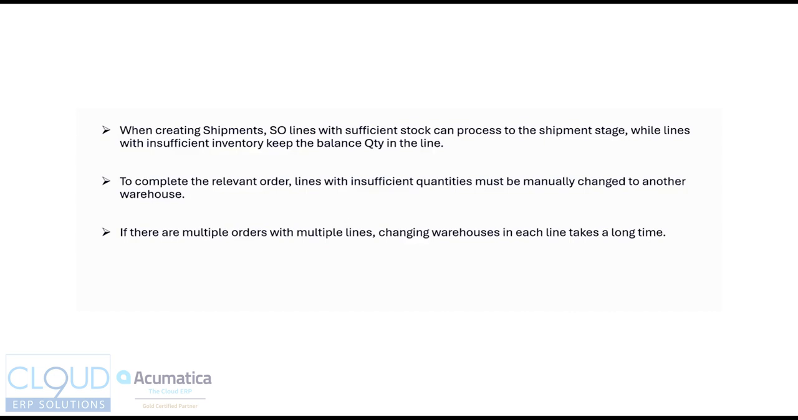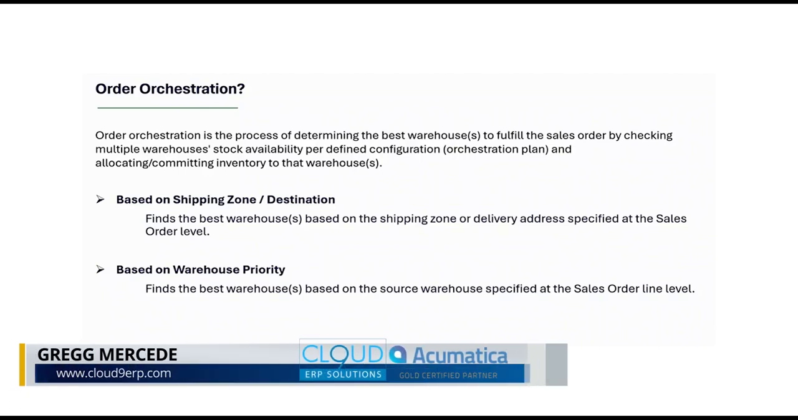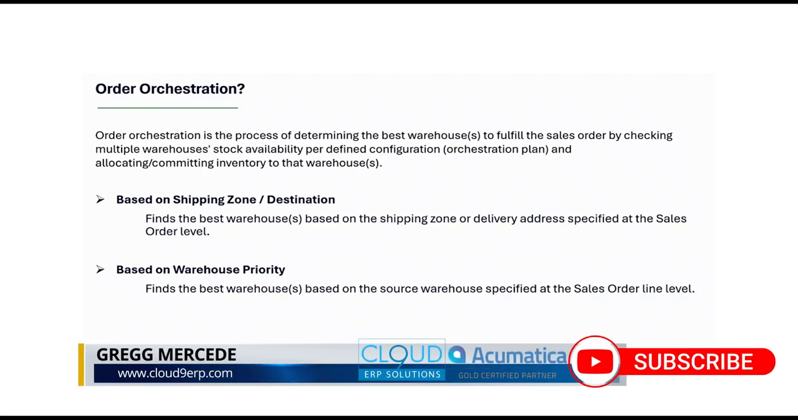Now, if there's multiple warehouses with multiple lines, changing all these warehouses is going to take a long time. Not to mention, from a high level, there's no way we can really make all those decisions with all those lines. So the experimental feature that we're going to show you and give you a preview of is called order orchestration. So what is that? It's the process for determining the best warehouse to fulfill these sales order lines.